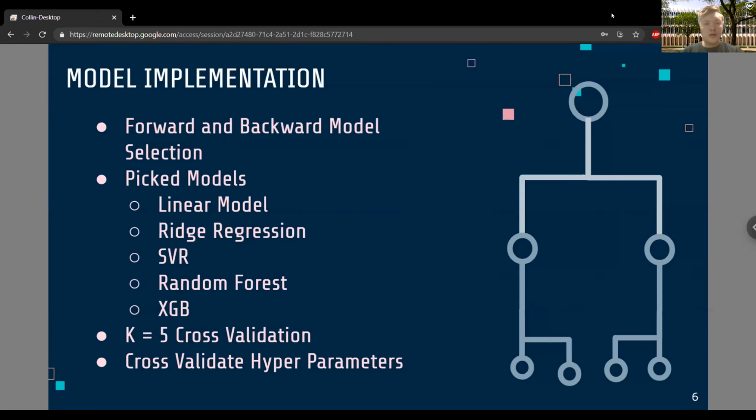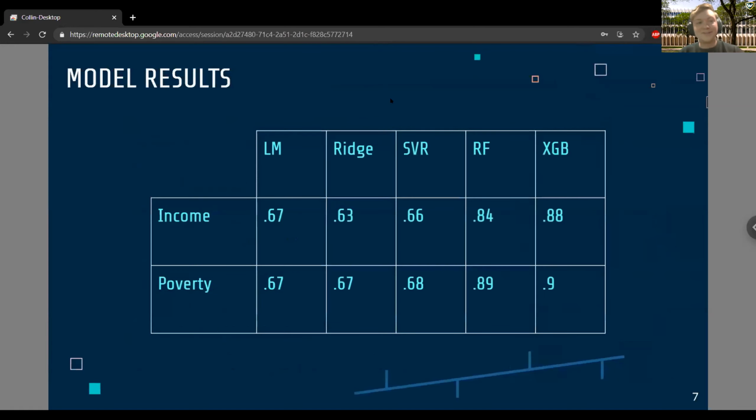So I'm flying through here a little too quickly, but lastly, we're here at the model results. Like I said at the beginning, I was trying to predict the median income as well as the poverty rate.